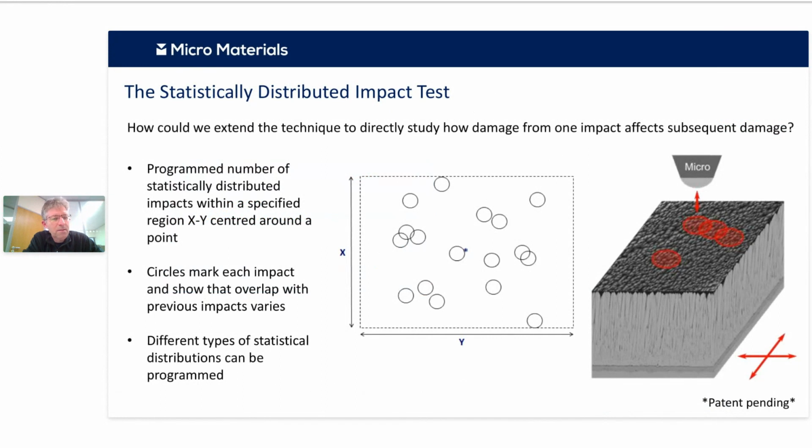So we've modified our tests so that we can essentially move the sample stage in between doing these repetitive tests. And that allows us to create these different types of arrays of damage, and we can program different statistical numbers of impacts, different distributions, and different array sizes as well. And this turns out to be a very convenient test method.